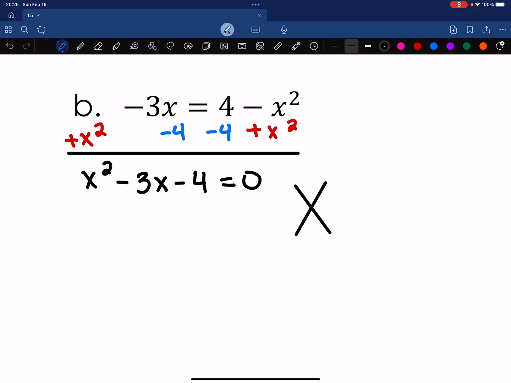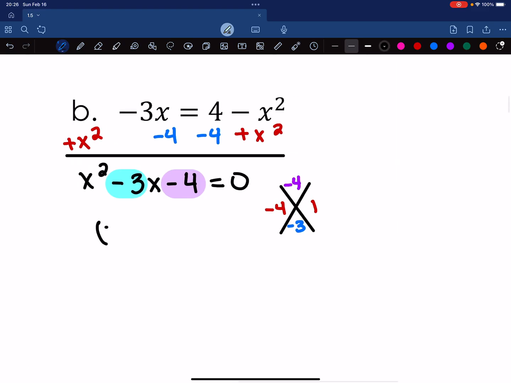To factor, because there is just a 1 in front of the x squared, we can take the last number, which is a negative 4, and place that on top. You can take the middle number, which is negative 3, and place that on bottom. You want to figure out what you can multiply to get the top and add to get the bottom. That would be a negative 4 and a positive 1. That allows us to go straight into x minus 4 times x plus 1 equals 0.